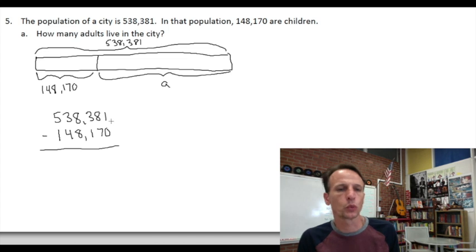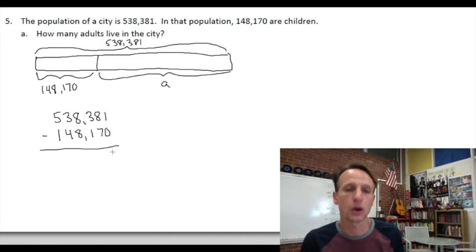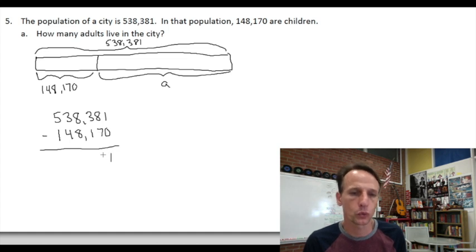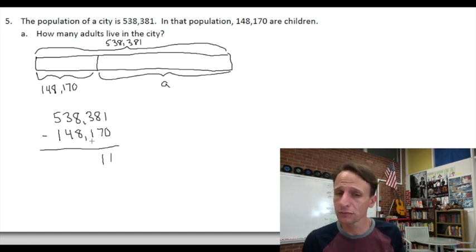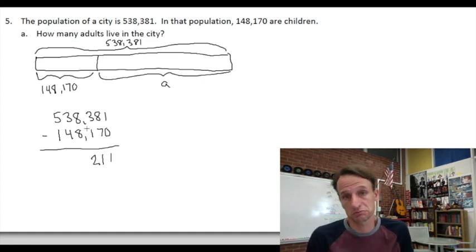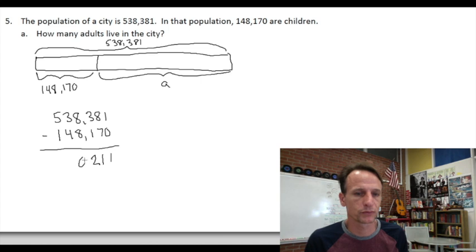So let's do it. 1 minus 0 leaves 1. 8 minus 7, 1 again. 3 minus 1, got it, 2. 8 minus 8, yeah, 0. Place that comma.